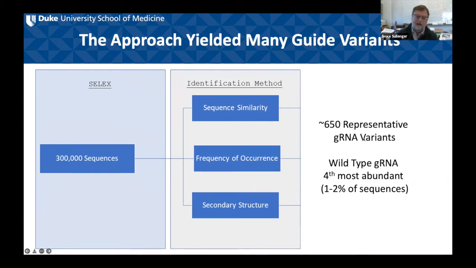And interestingly, I found out right away, I didn't know if we'd mainly get the wild type guide back, because it was by far the most abundant thing to begin with. And we knew it was functional against the sequence, but it wasn't even the most abundant guide that came out. It was the 4th most abundant of the sequences he got, and only represented 1 or 2% of the total number of sequences. So that was interesting to us.